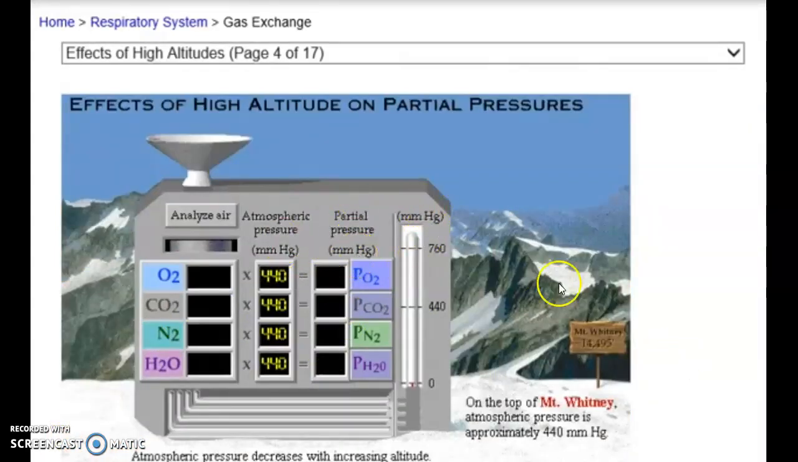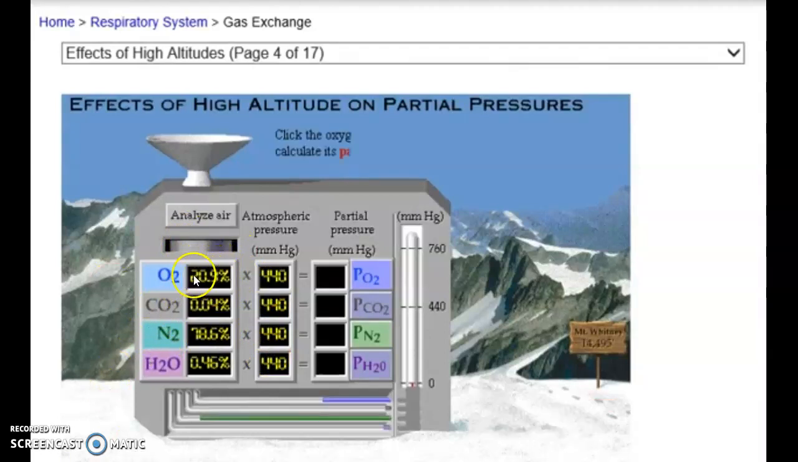Now notice here, we're actually on Mount Whitney, which is 14,495 feet, so we're not at sea level anymore, so our atmospheric pressure has dropped quite a bit, but our percentages still remain the same. We still have 20.9% of the air is oxygen, 78.6% is still nitrogen, even though the overall atmospheric pressure has dropped because we're so high in elevation. And of course that explains why you struggle breathing when you go up in elevation.